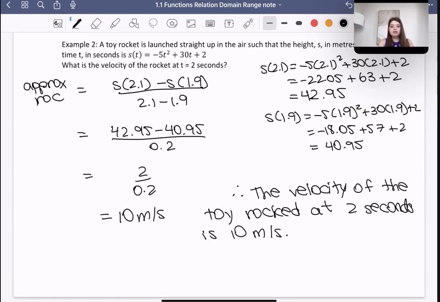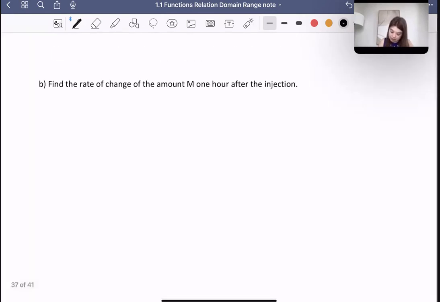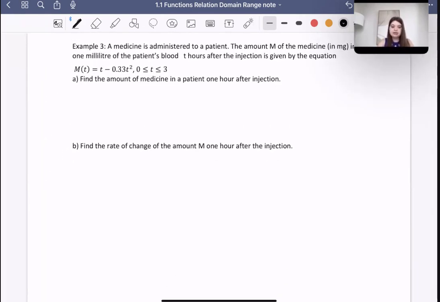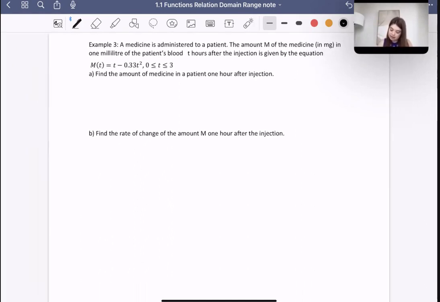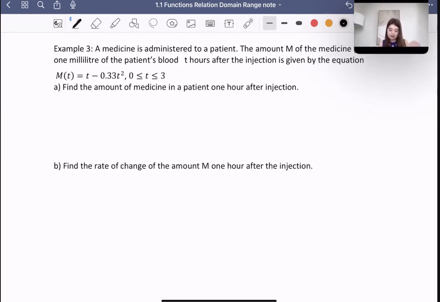All right, so I want to do one more example like this, which is example 3, and then we'll be good. So example 3 says, a medicine is administered to a patient. The amount M of the medicine in milligrams in 1 milliliter of the patient's blood T hours after the injection is given by this equation, which looks like another quadratic equation here. A says to find the amount of medicine in a patient after 1 hour of injection. Okay, so to do that, this has nothing to do with rate of change. They just want to know how much medicine is in a patient. So what is M, the amount of medicine, after 1 hour has passed?